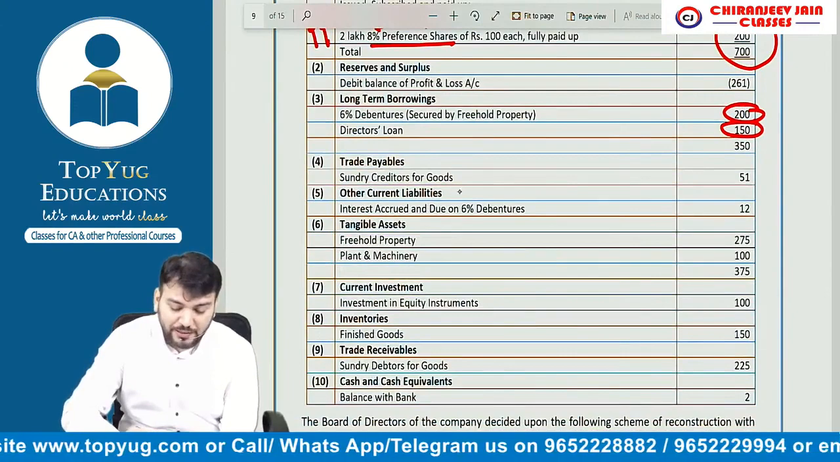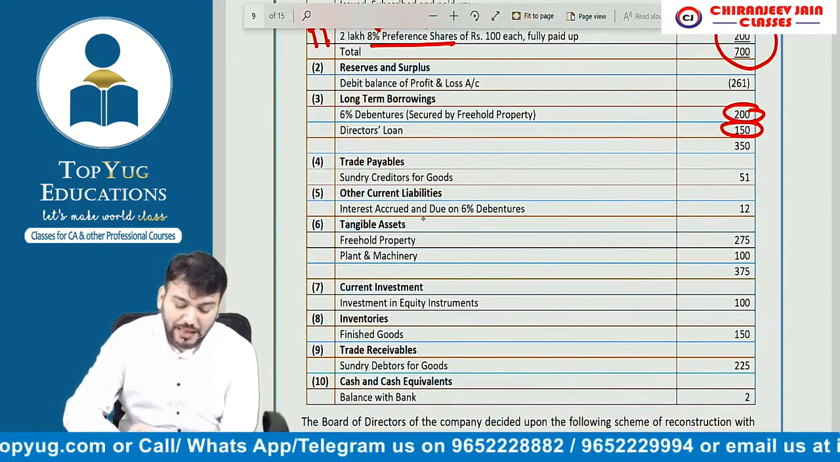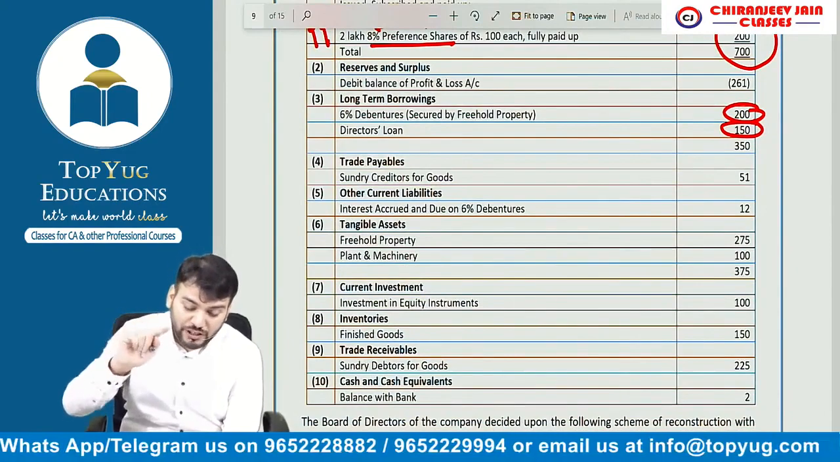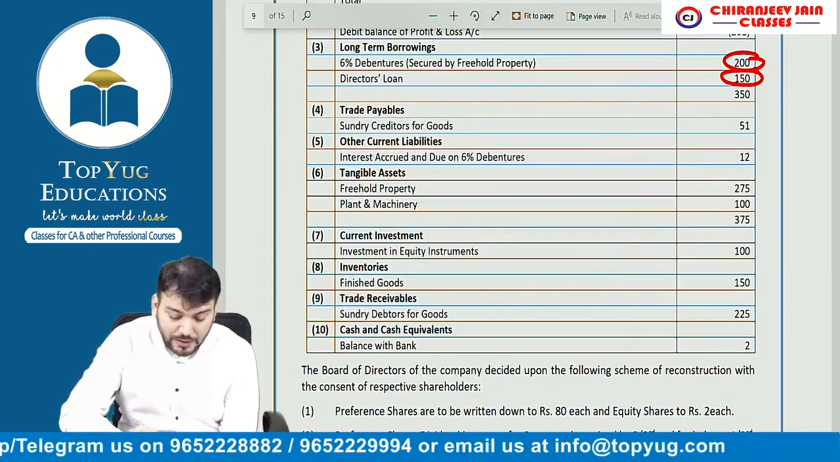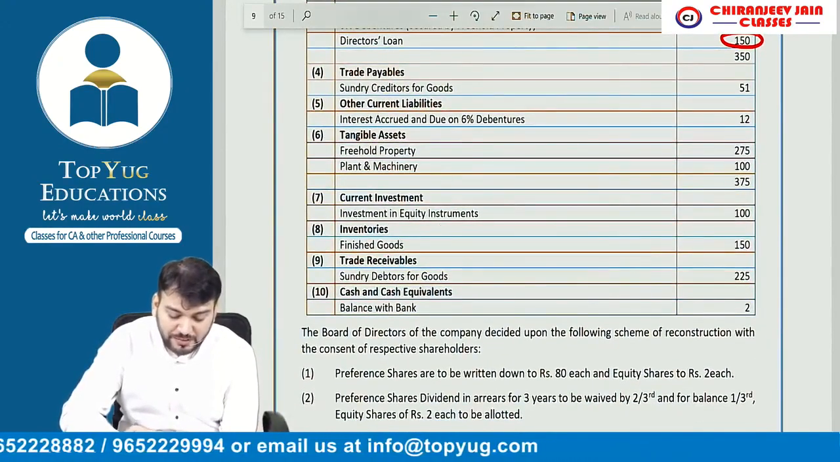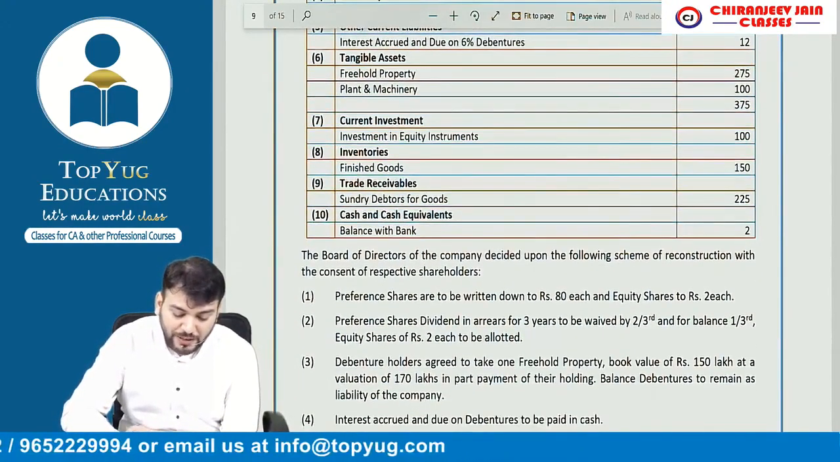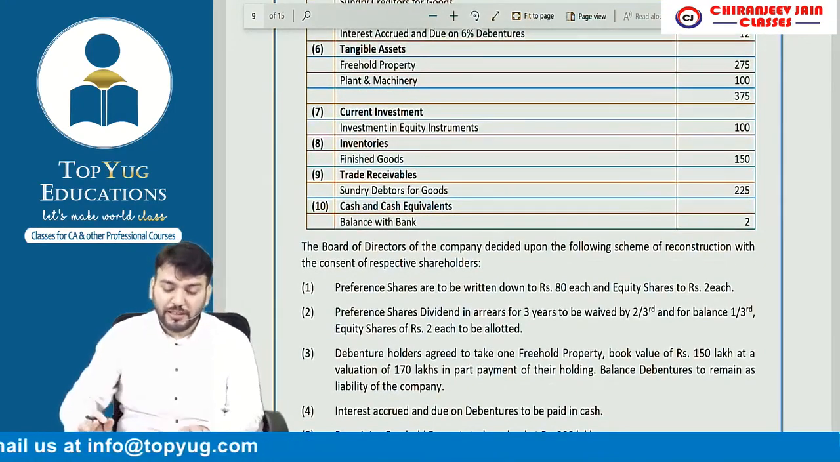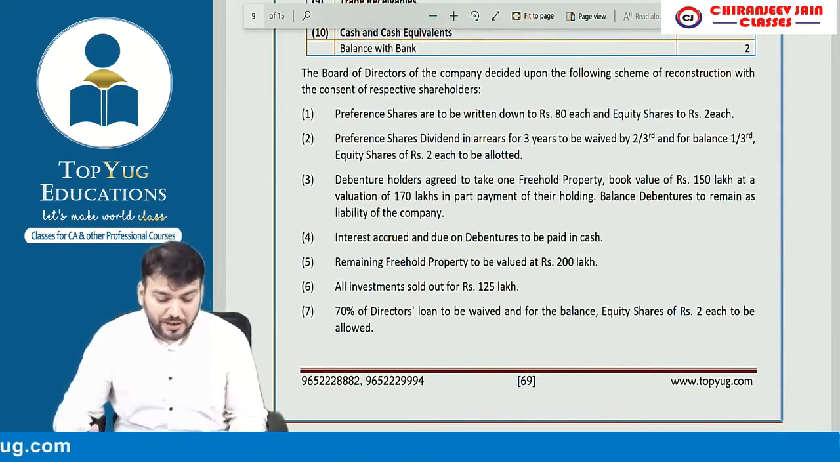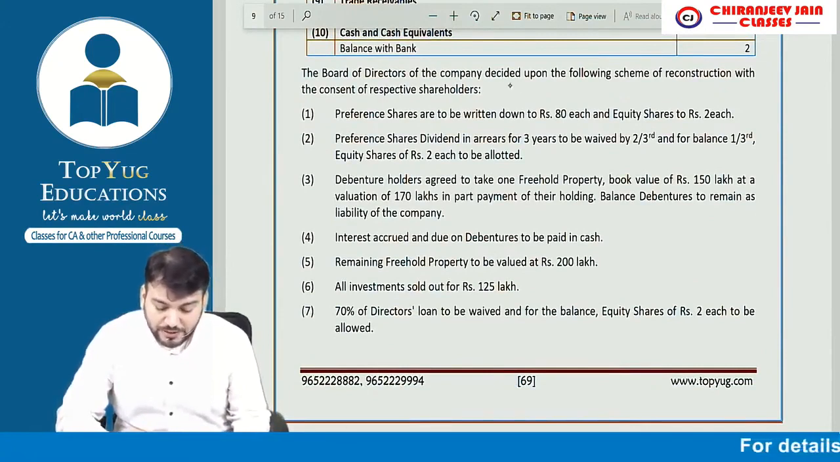Trade payable: sundry creditor for goods. Other current liability: interest accrued and due on 6% debenture. Okay. Tangible asset: freehold property, plant and machinery. Current investment: investment in equity instruments. Inventory: finished goods. Trade receivable, then cash and cash equivalent. All the information is given. Now we can read all that information and pass journal entries one by one. Correct? Shall we go?